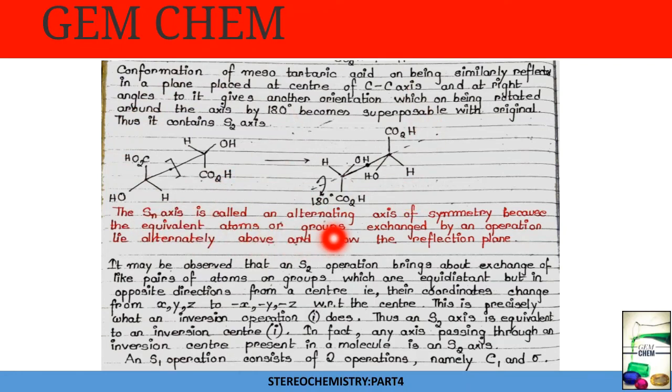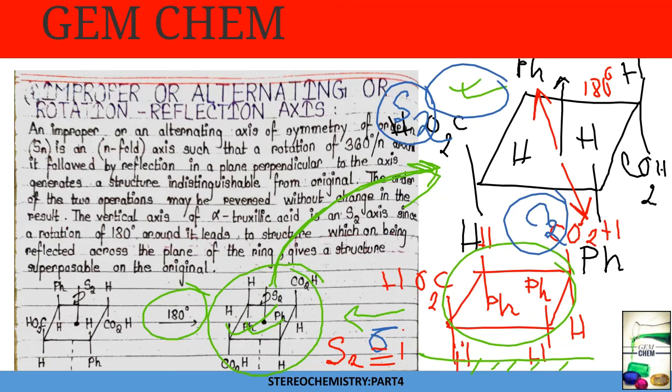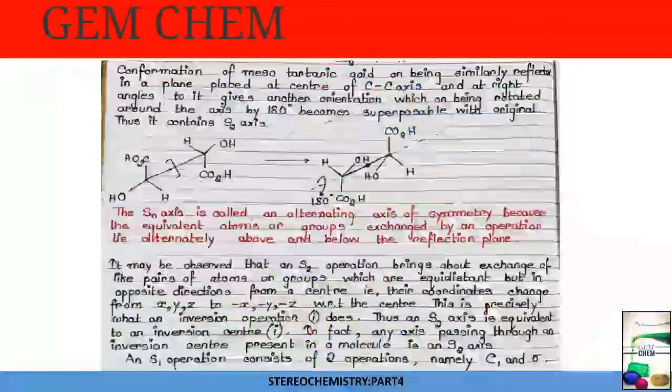So the SN axis is called an alternating axis of symmetry because the equivalent atoms or groups exchange by an operation and alternately above and below the reflection plane. Now it may be observed that an S2 operation brings about the exchange of like pairs of atoms or groups which are equidistant but in opposite direction from a center, that is, their coordinates change from x, y, z to minus x, minus y and minus z. So an S2 axis is equivalent to an inversion center, as I have told you here in this example.